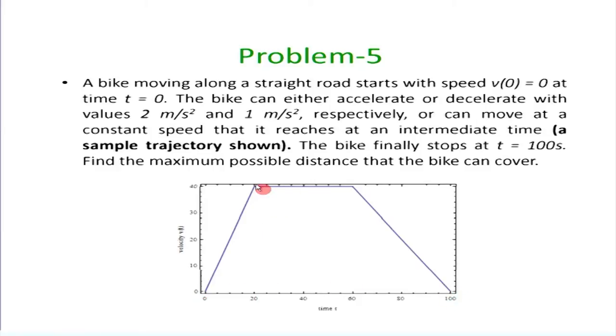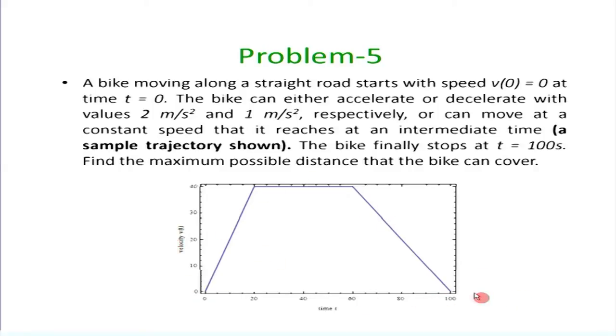And this trajectory is one sample trajectory which can satisfy this criteria, that it accelerated at 2 meter per second square, constant velocity at whatever acceleration has happened, and then ultimately deceleration at 1 meter per second square, and goes back at time t is equal to 100 seconds, the velocity is equal to 0.